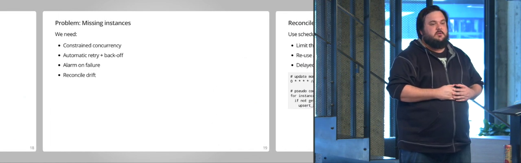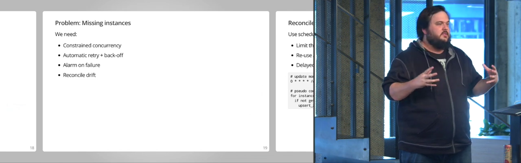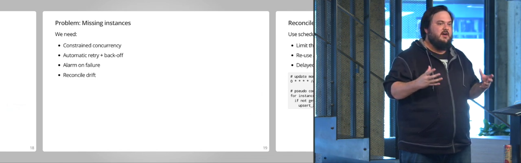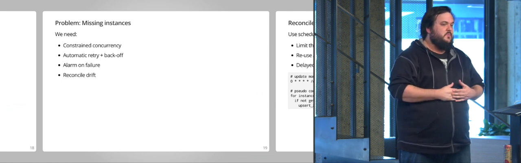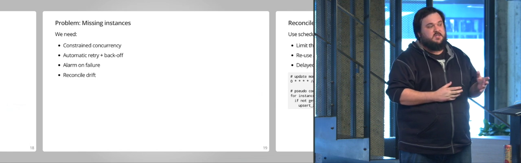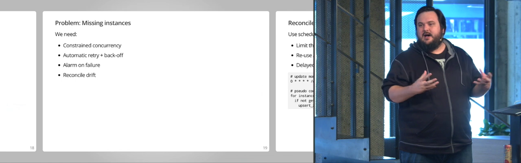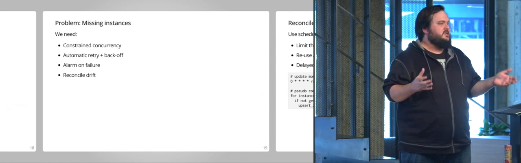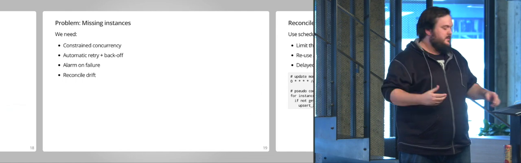So what we need is constrained concurrency. We want to make sure that these Lambdas all fire, but they only fire 1 or 2 or 3, or however many we want, at a time. We want some automatic retry when things fail. We need to be alarmed on failure, which is actually pretty simple. And we want to reconcile drift, because no doubt, despite how hard we try to solve all these problems, at some point something's going to drift, and we need to make sure that's remediated eventually.